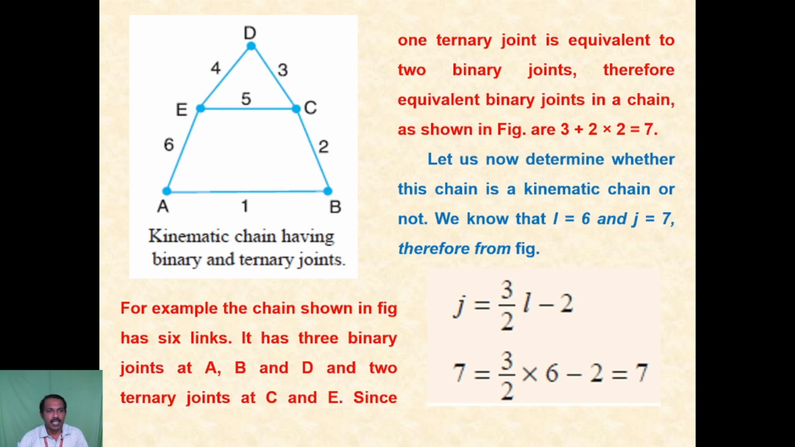So the number of links is 6 and the number of joints is 7, because A, B, D are joints of 1 link, 2 links. And E and C are ternary joints, that is 2 connecting, 2 joints. So total 7 joints. So we are applying this formula. L is equal to 6, J is equal to 7. And there is no higher pair, because the line contact and point contact are not there. So H is equal to 0. Applying these values to the equation, you get 7. The kinematic chain is 7.